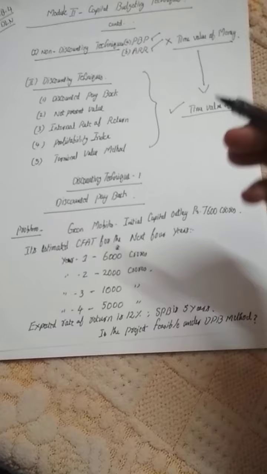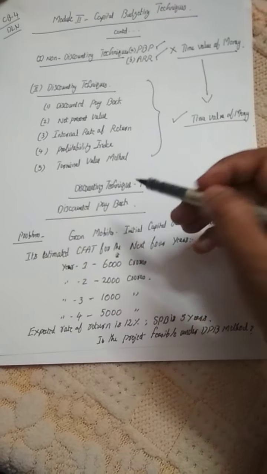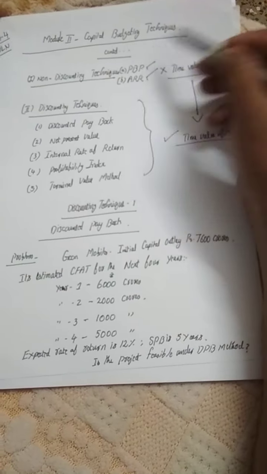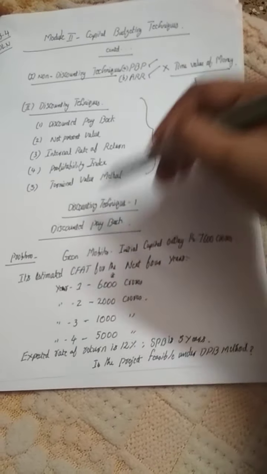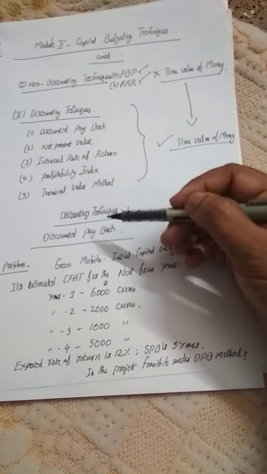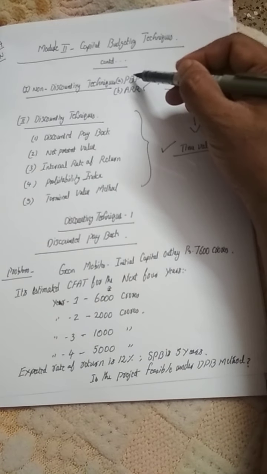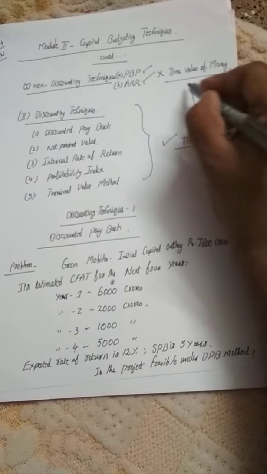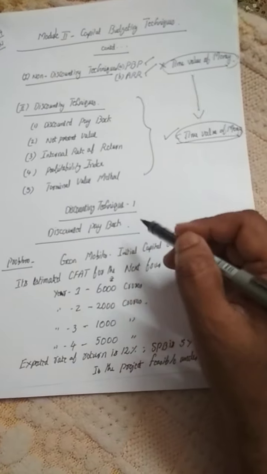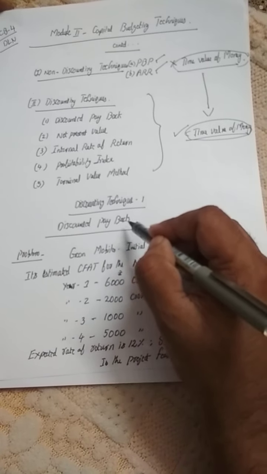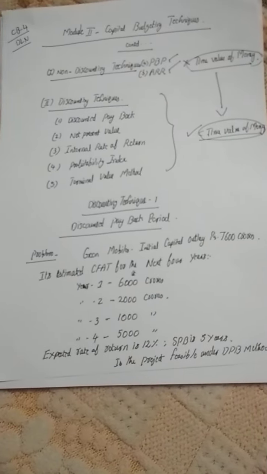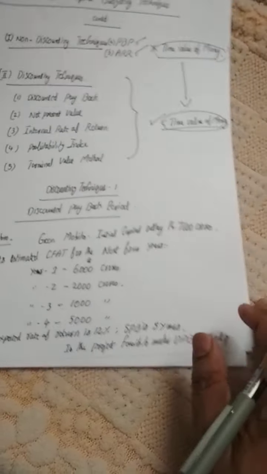What is the difference between the discounting technique payback method and the non-discounting technique payback method? In both cases payback could be done, but here time value is taken into consideration, whereas in the non-discounting technique, ordinary payback, we are not taking into consideration the time value of money. Let us see this problem, that is, discounting technique, discounted payback period. How do we calculate? Look into the problem.